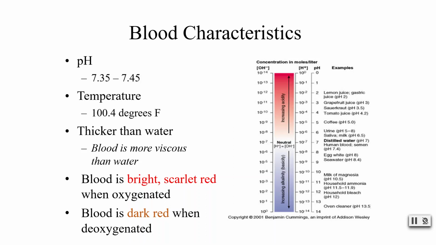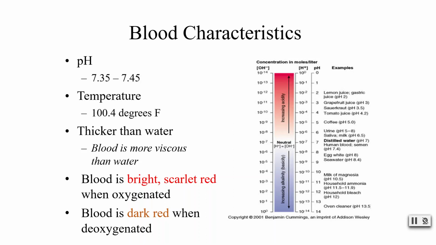Blood is thicker than water. I know that's a common saying, but it's also true. Blood is more viscous than water. So blood should have the consistency, not quite as thick as maple syrup, but again, not quite as thin as regular water. So kind of somewhere in between.